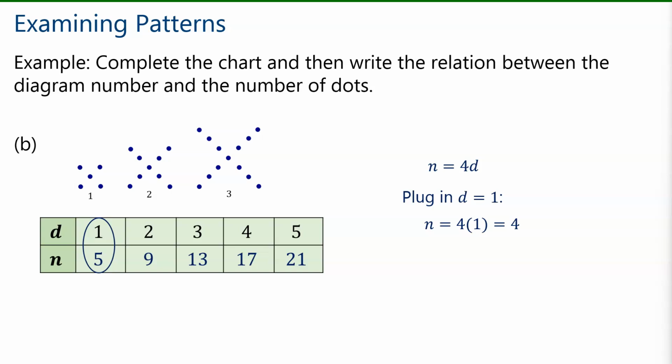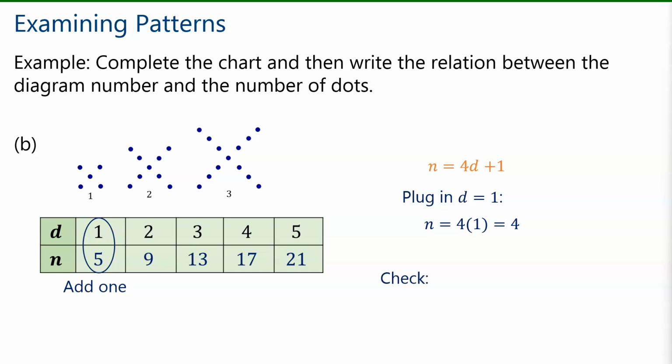Now look at the table. The n value should really be 5. So what do we need to do? We need to add 1 onto the equation. So our equation now becomes n equals 4d plus 1.